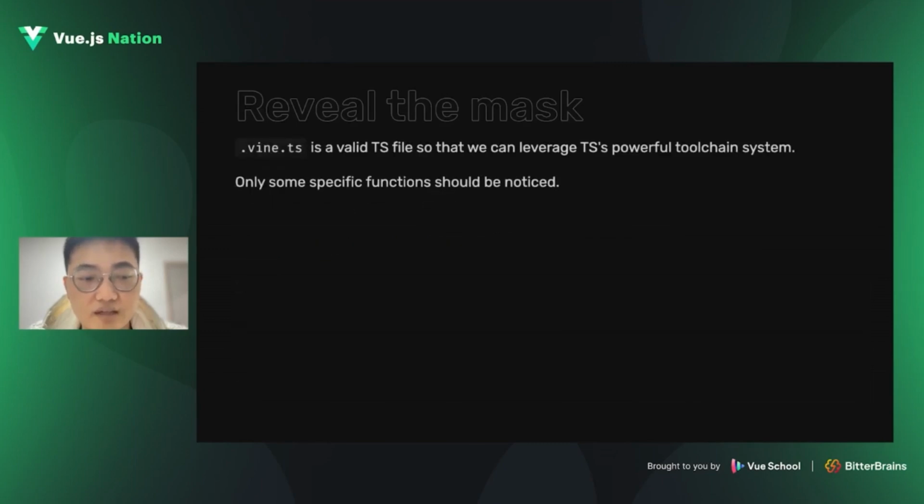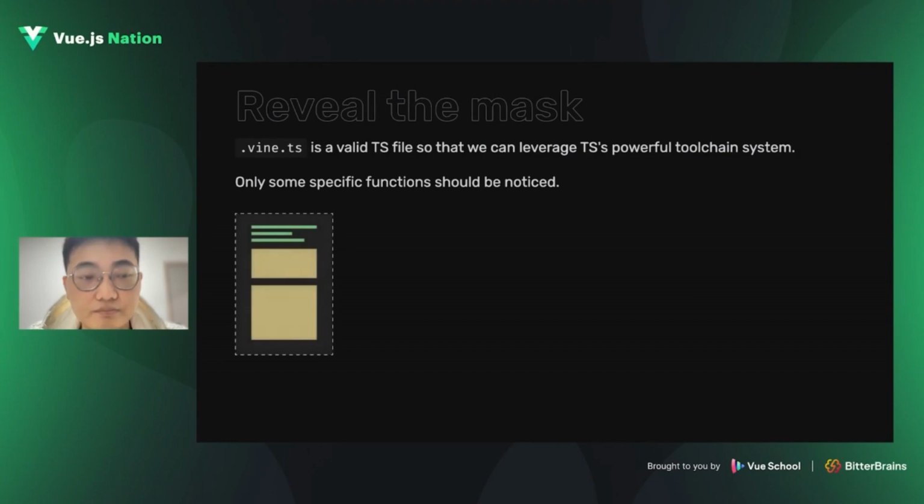A divine.ts is just a valid TS file, nothing different from what you are familiar with. And it is easy to integrate with existing toolchains and leverage the superpowers of VS Code. A divine.ts file could be treated as two parts. The yellow parts are functions that return Vine template strings, which are component functions. The green part is the rest of the code, which are normal TS statements.